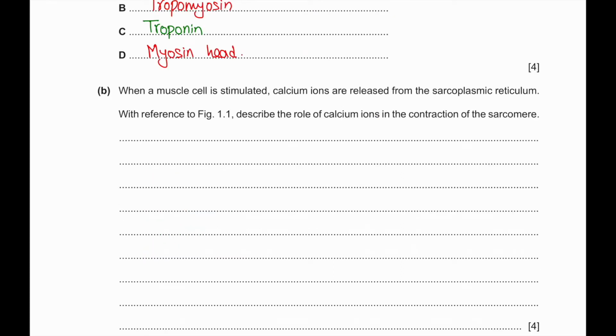Part B. When a muscle cell is stimulated, calcium ions are released from the sarcoplasmic reticulum. With reference to figure 1.1, describe the role of calcium ions in the contraction of sarcomere. So we know calcium ions are released from the sarcoplasmic reticulum. Calcium ion then binds to the troponin and causes the tropomyosin to move and expose the binding site. The myosin head then binds to the actin, forming a cross bridge between the two types of filament.